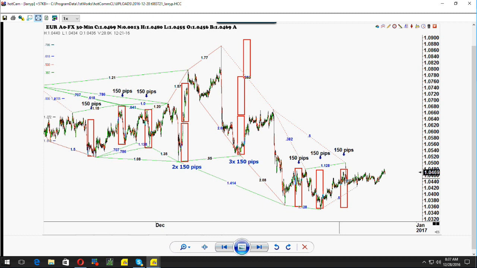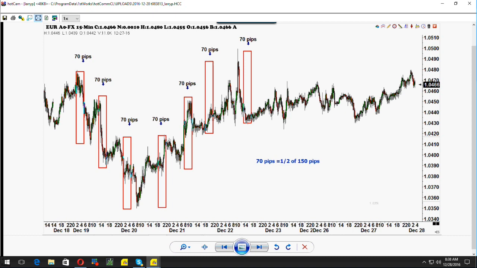Now, if you take a look at what's happened over the last few days, what you do with a harmonic number is you cut it in half, because that's a half vibration. And if you look at this, as you watch the euro performing here, you'll see that since December 18th, it's been moving in 70 pip increments. And if you add those 70 pip increments together, you form ABCD patterns and also Fibonacci numbers. And that's what we're looking at as we're watching some of these things.